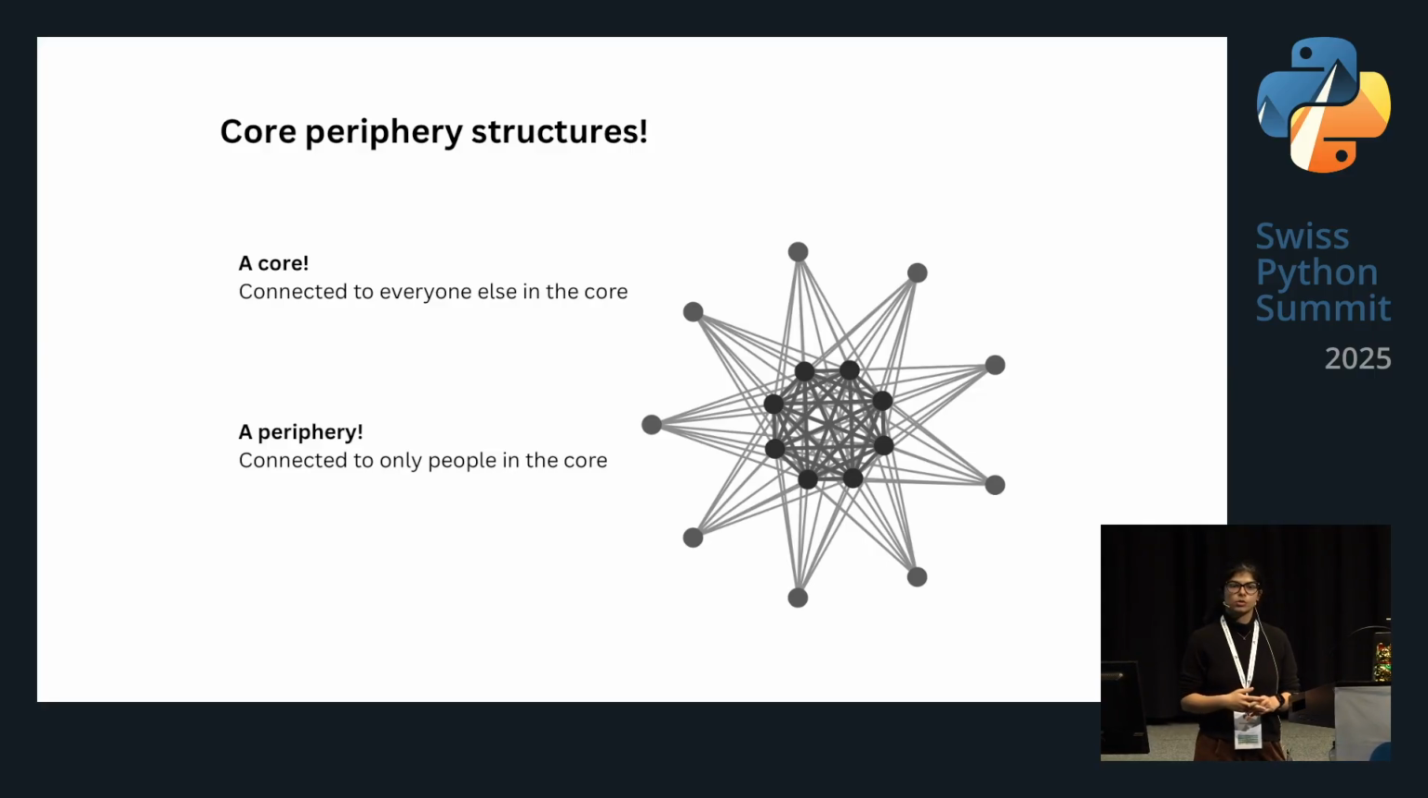We have this structure called core-periphery. It is pretty simple to understand. We have a core where every node is connected to each other, and we have a periphery where the nodes are only and only connected to the core. This is an ideal core-periphery structure. And it's observed a lot in the wild. Not exactly, but to some extent.